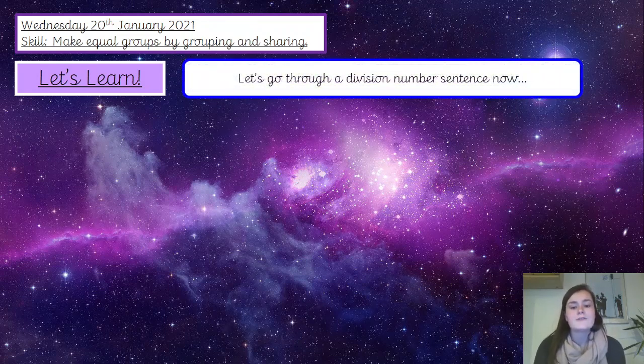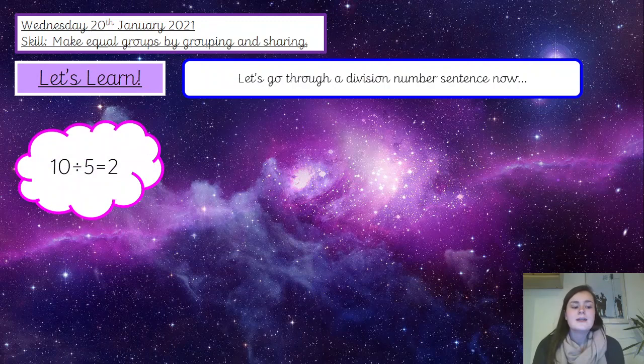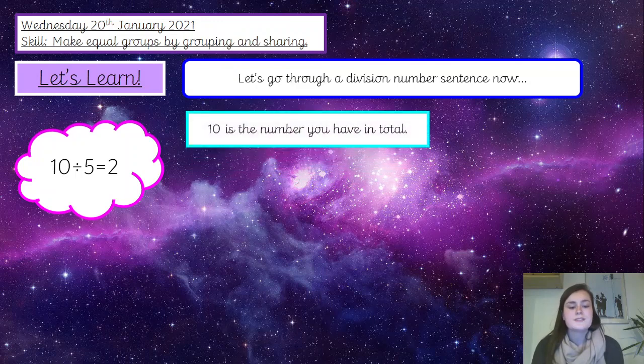Okay, let's go through a division number sentence together. This one says 10 divided by 5 equals 2. So the 10, the biggest number, is at the beginning of the number sentence, and that is the number that we have got in total. That's the total amount of things we've got in it, if it's a word problem of apples we've got, for example. So that's the total amount.